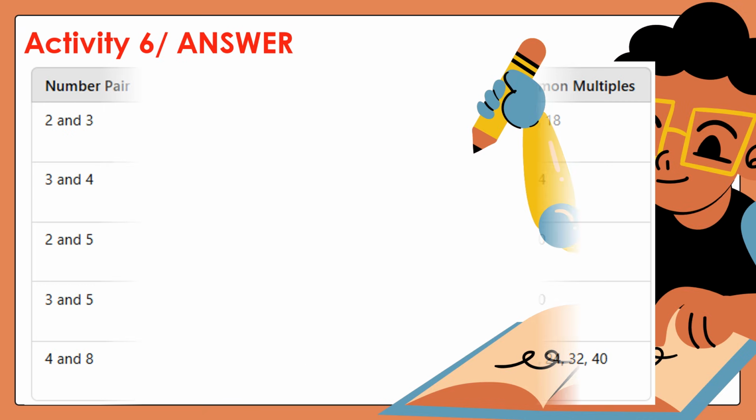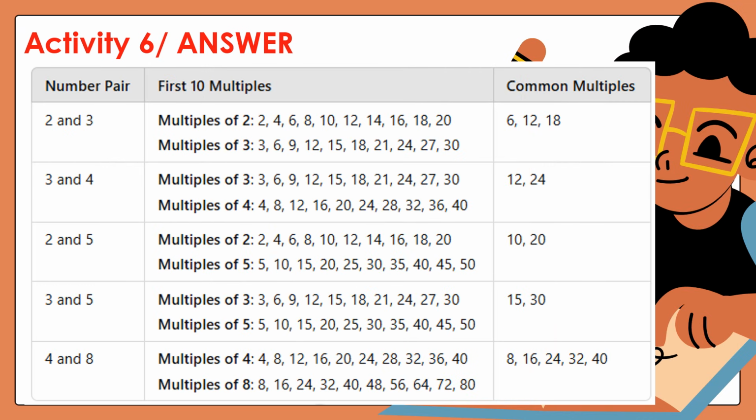And here are the answers. We have the number pair on the first column. On the second column, we have the first 10 multiples. And in the last column, common multiples. For 2 and 3, the common multiples are 6, 12, and 18.